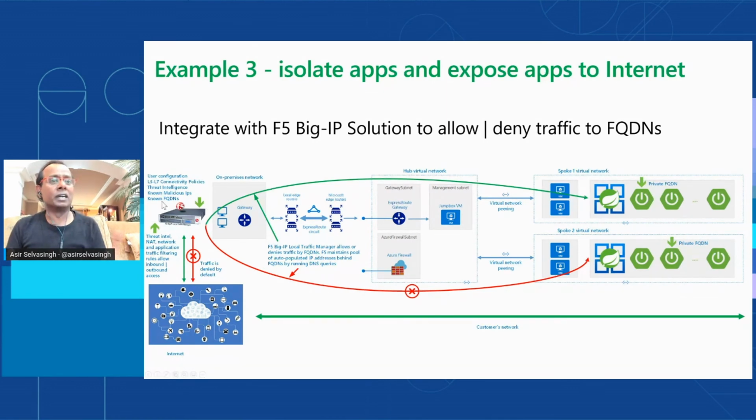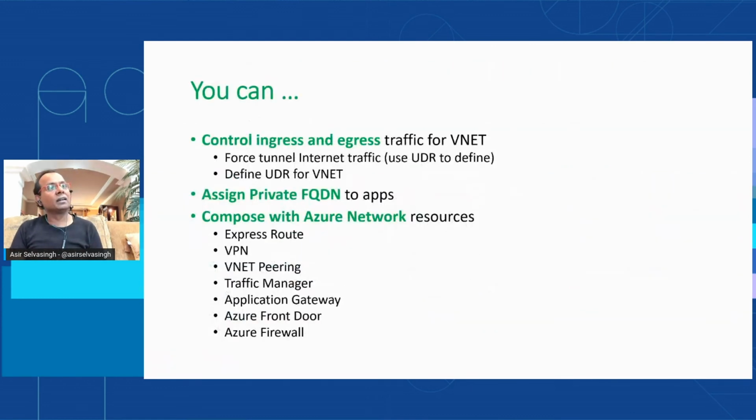And F5 is pretty good as well. It has a Local Traffic Manager. It allows the traffic to be denied or allowed based on the FQDNs. F5 maintains a pool of auto-populated IP addresses so that it can resolve to the DNS name. Now, we have shown you three arrangements. Now, it's all left to your imagination because there are many resources available in Azure that you can actually connect, right? So you can control ingress and egress traffic for the virtual network where Azure Spring Cloud is placed.